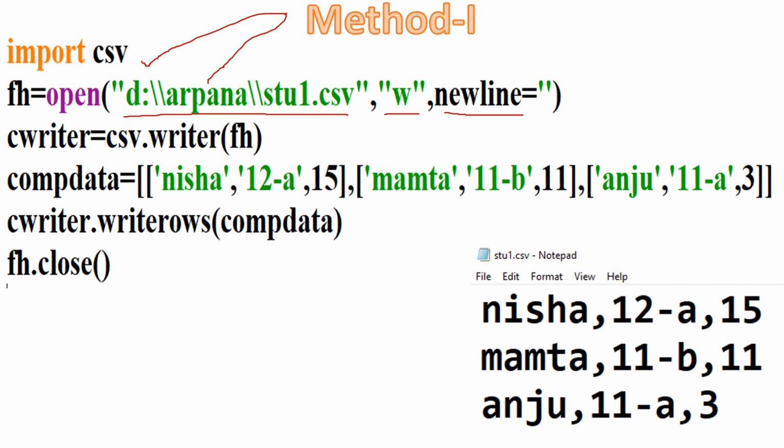The rest of the code is the same, that is you invoke the writer function with cw writer or any variable you can use here. This variable will be used for invoking the writerows function, and you create any set of data here and you pass that data as argument to the writerows function.